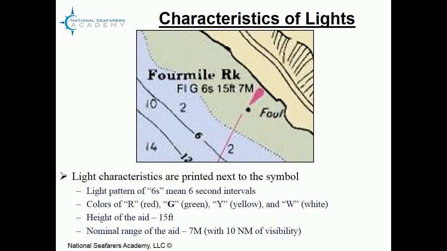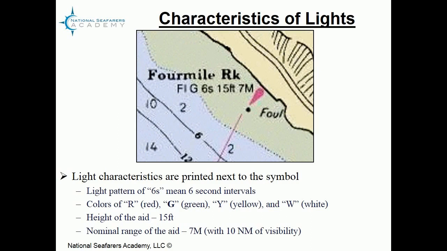Characteristics of lights are printed next to the light symbol on the nautical chart. The FL indicates a flashing light. Colors are indicated by the letters G, green; R, red; Y, yellow; and W, white. The light pattern of 6 seconds means the light has a 6-second interval.